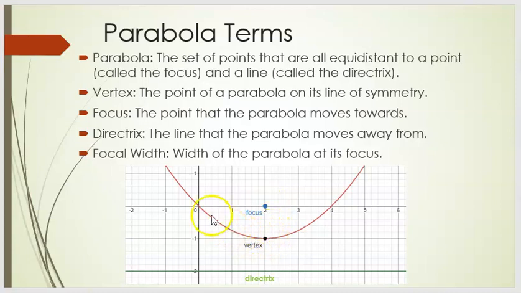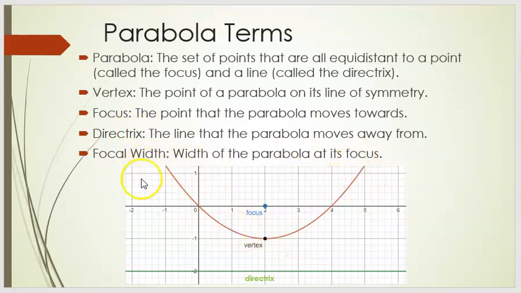This is a point that the parabola is going to move towards. And then the directrix, this is the line that you're going to see the parabola kind of move away from. So wherever the directrix is, the parabola always goes in the opposite direction away from that. And those two terms are what we use to create the shape itself, of course, as well.